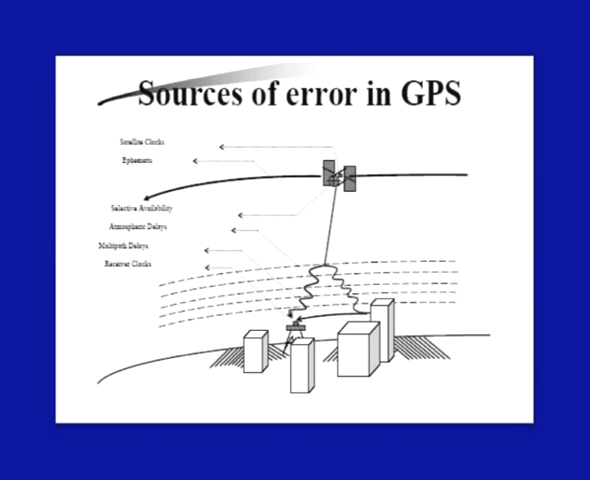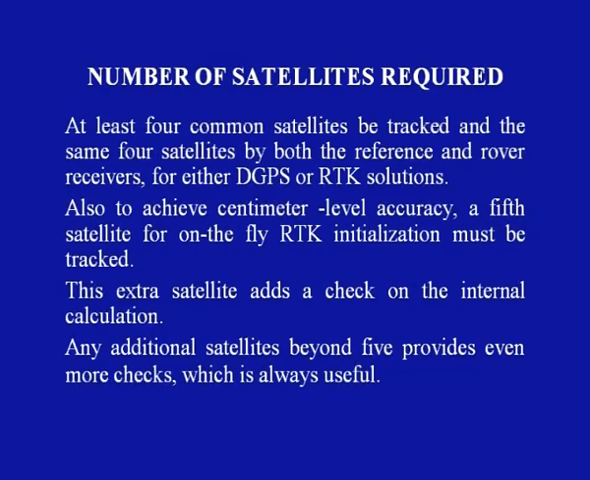First error which needs to be looked into is caused by the number of satellites. As we know, apart from the spatial coordinates x, y and z, time is another factor to be taken into consideration. So, at least 4 common satellites must be tracked, and the same 4 satellites by both the reference and rover receivers, either in DGPS or RTK solutions.